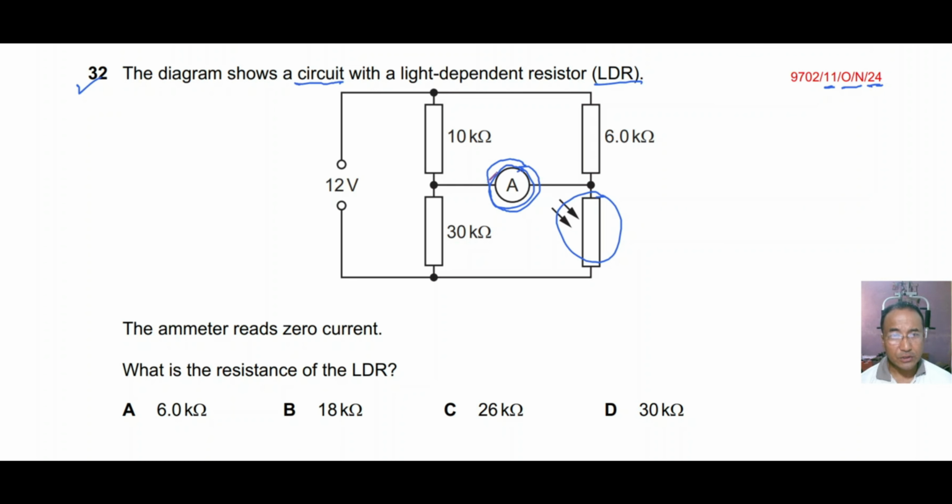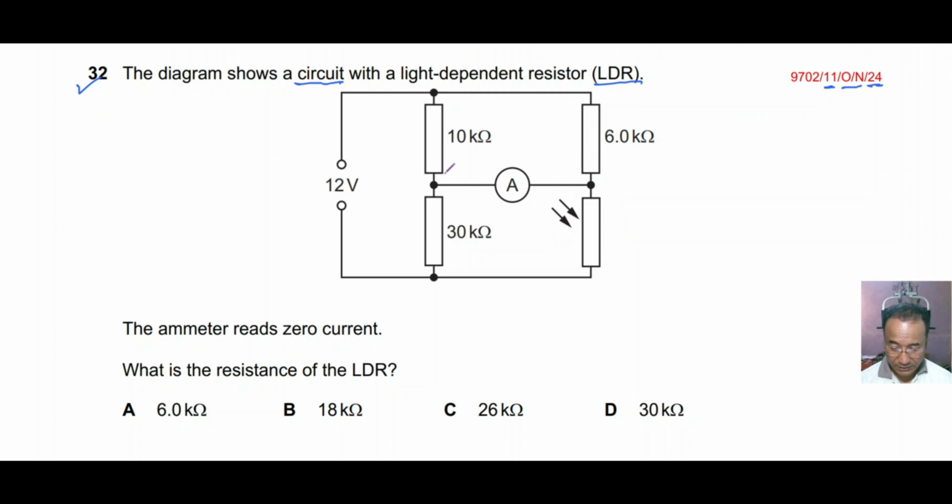So if I go through the shortcut, what I can say is this thing as a whole is a Wheatstone bridge circuit. And in this circuit, this is the bridge. So when the ammeter reads zero current, that means the bridge is balanced.